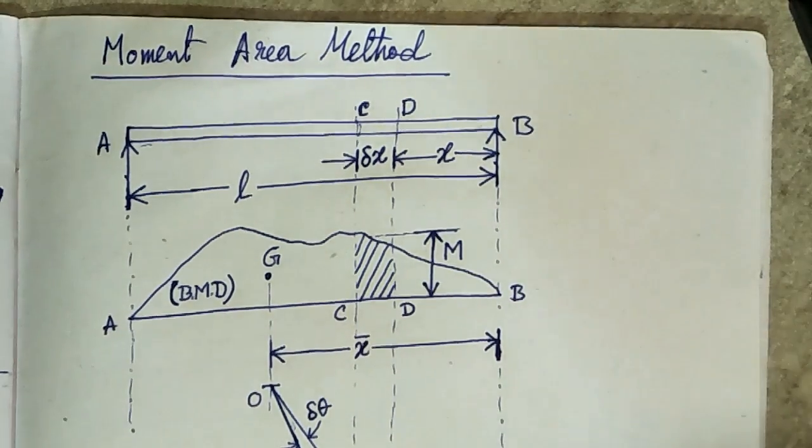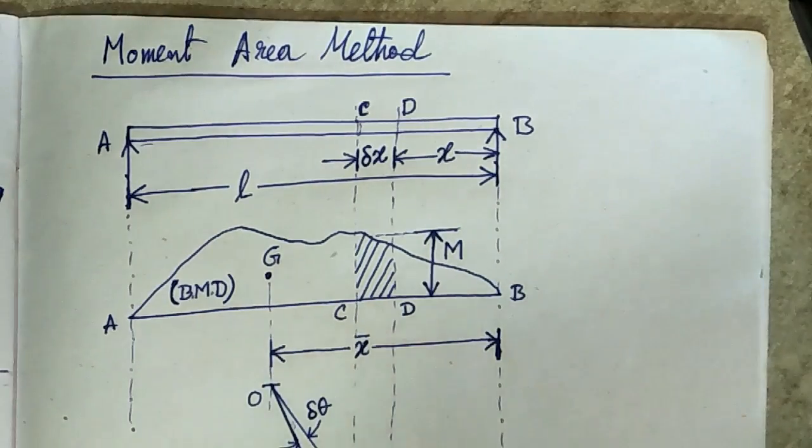In the previous few lectures we have learned about finding slope and deflection using the double integration method and Macaulay's method. So in this lecture we are going to learn how to find the slope and deflection using the moment area method.